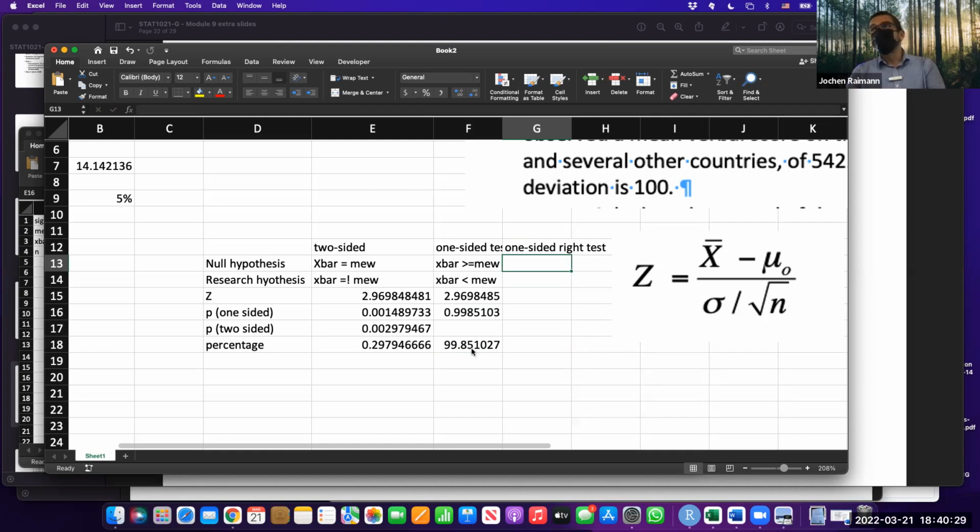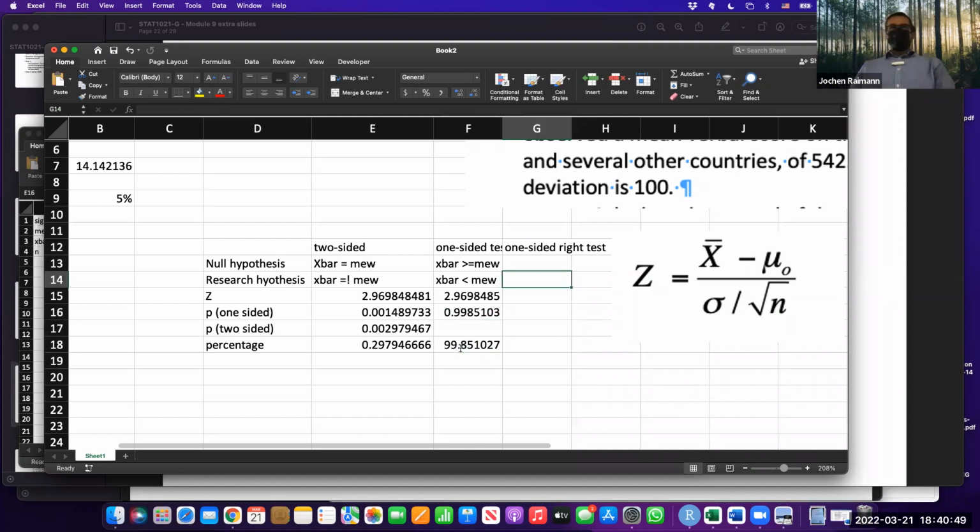Wait, what did you do at the bottom? I multiplied the proportion by 100. Oh, by 100. So that's the final percentage, that risk of committing a type 1 error.